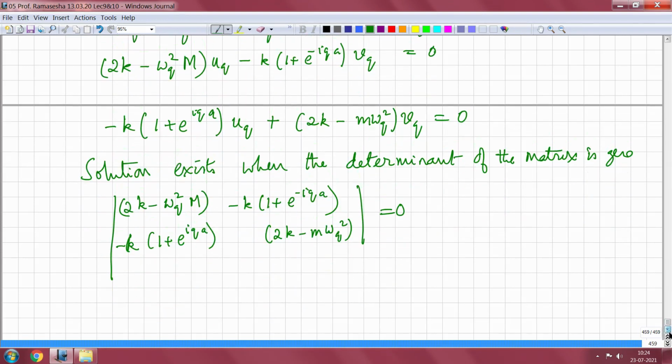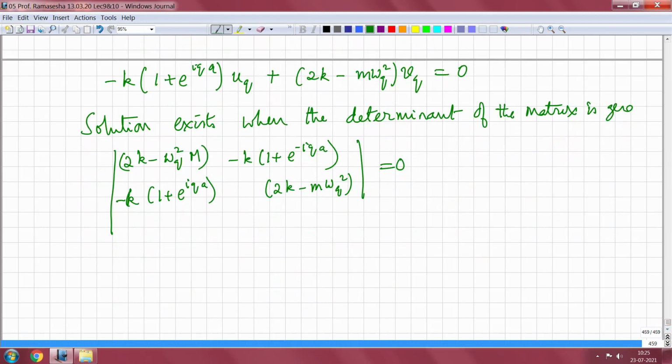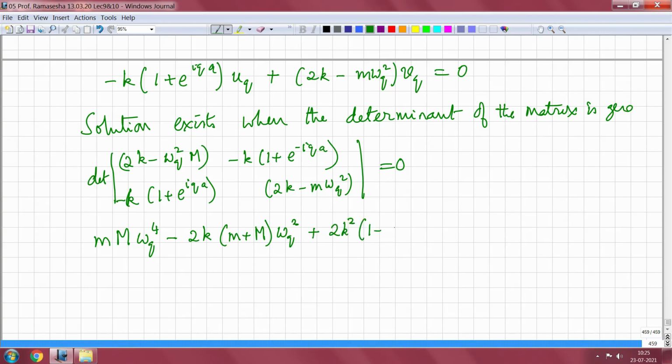So if I were to expand this, I get the following equation: m M omega q to the power 4 minus 2k (m plus M) omega q squared plus 2k squared into (1 minus cos qa) is equal to 0. This is fairly straightforward algebra, so I am not going to do the whole details, but I will just leave it at that.